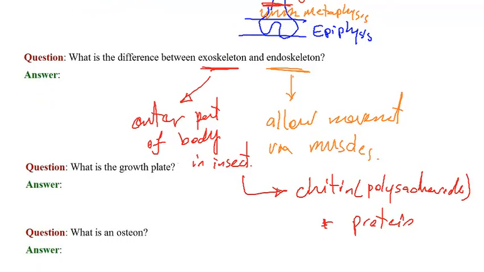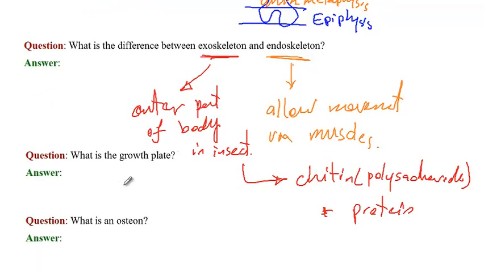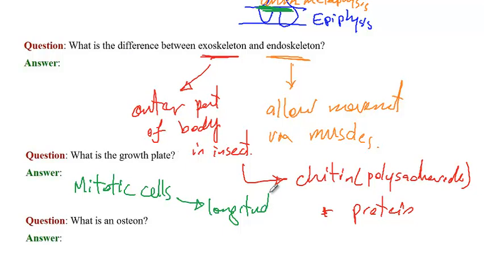The next question is, what is a growth plate? Basically, this is a cartilaginous structure that is located on the internal part of the epiphysis, and this structure contains mitotic cells that would allow longitudinal bone growth. So the fact that we can get taller as we age, from childhood to teenage years, is because of the presence of growth plate in our bones that allow our bones to get longer.